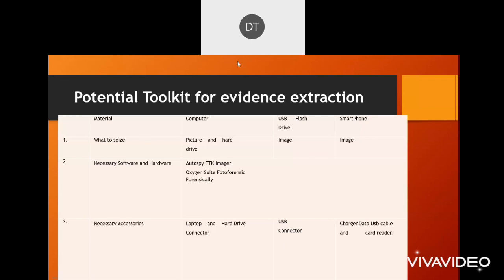then the necessary software and hardware that can be used in the extraction: FTK Imager, Oxygen Suite, Photo Forensic, and Forensically. The necessary accessories that are required are a laptop and hard drive connector for the computer, a USB flash drive, and a charger, data USB cable, and card reader.